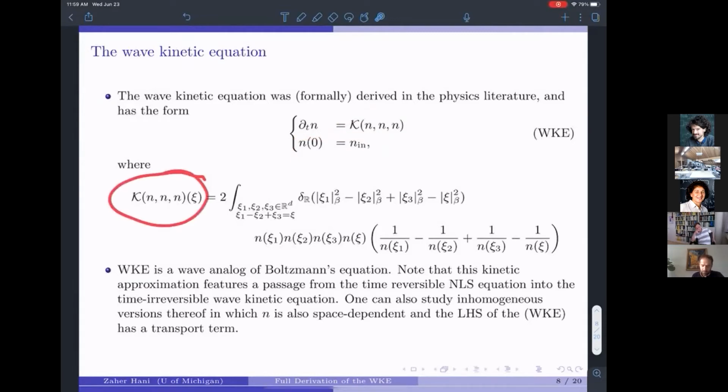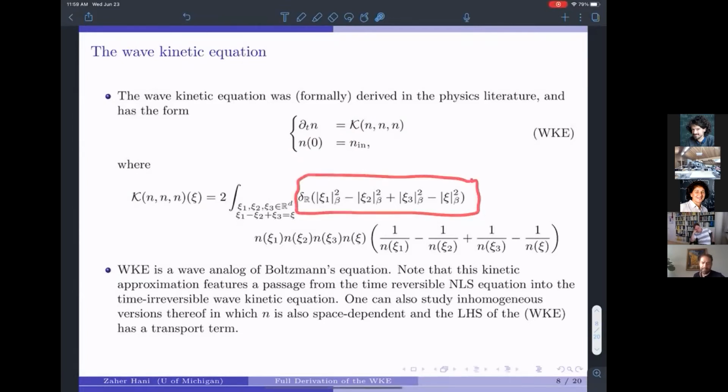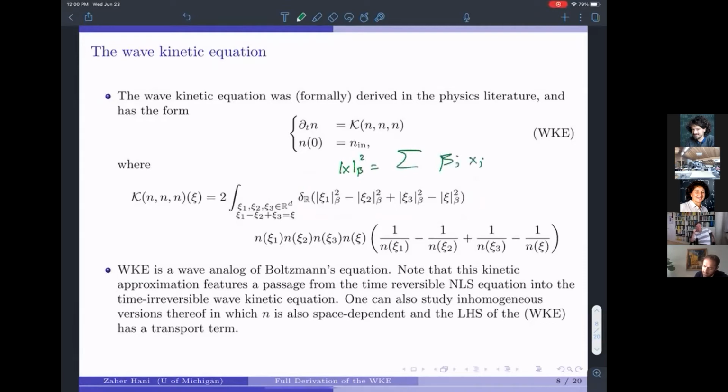Now this collision operator is given as follows. You integrate over xi1 minus xi2 plus xi3 equals xi. So here I'm looking at K(n,n,n) at xi. It's an integral in xi1, xi2, and xi3, such that xi1 minus xi2 plus xi3 is equal to xi. Then we also have this delta function, which restricts the integration to the hypersurface xi1 squared minus xi2 squared plus xi3 squared minus xi squared. Here I should clarify what I mean by this modulus sub beta squared. Here the modulus of xi sub beta squared is equal to the sum of beta j xi j squared, j going from 1 to d. Remember, because I twisted the Laplacian by those beta j. So that's what we mean by modulus sub beta squared.